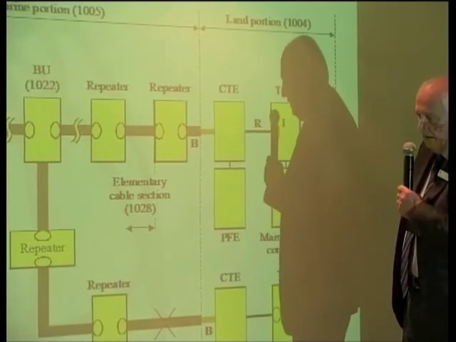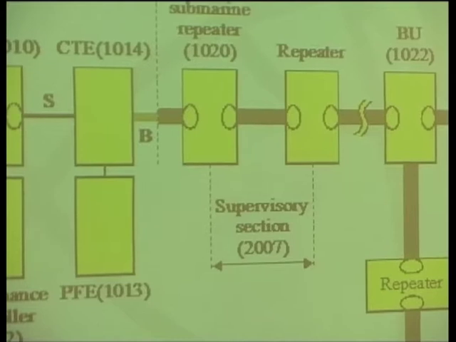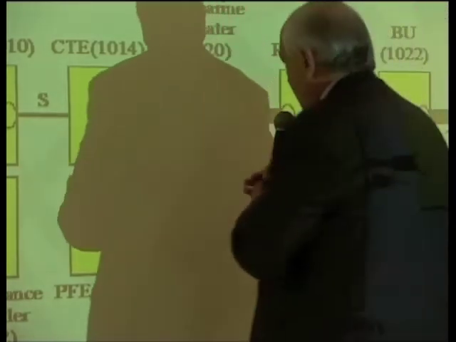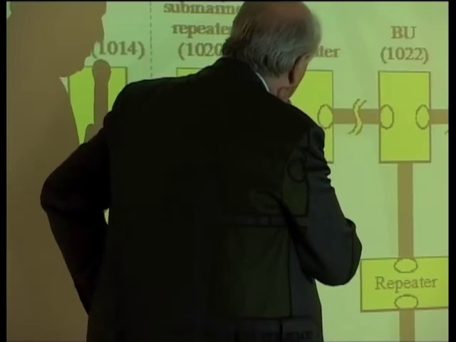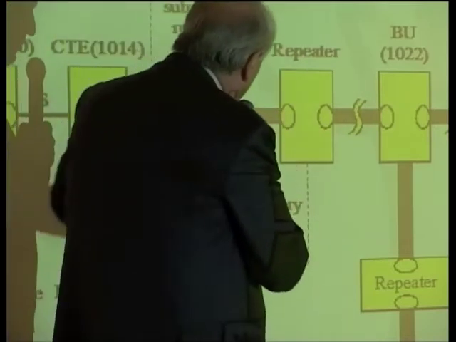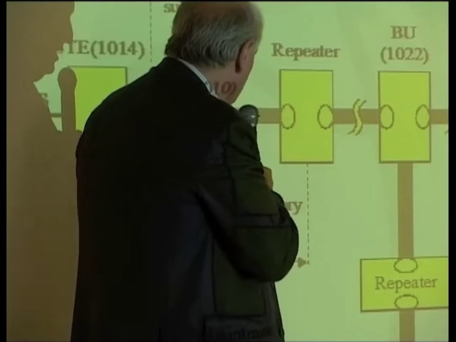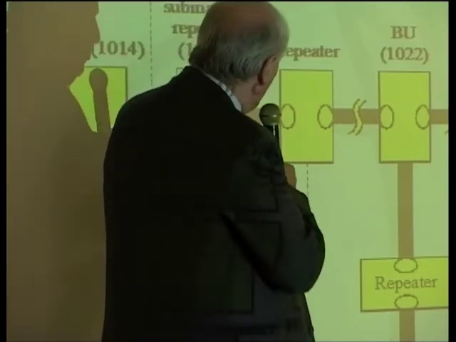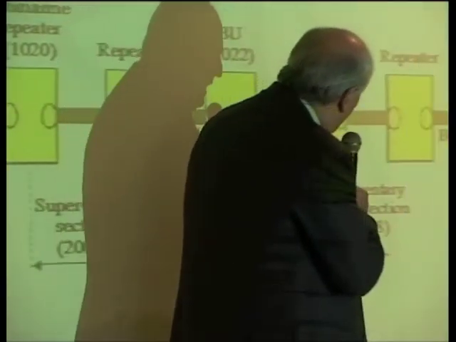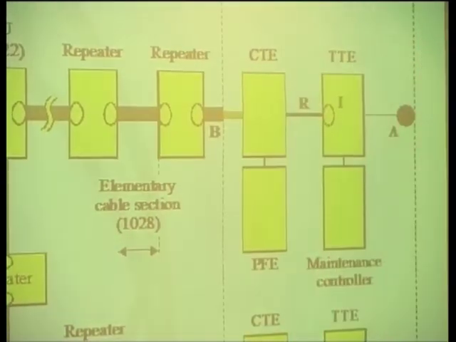So the layout is very, very simple. This is a trunk and branch configuration. Any section between two consecutive repeaters is called the supervisory section. The supervisory system is able to detect what is going on in each supervisory section. The supervisory section includes the fiber and half of the repeater at each end. The elementary cable section includes only the cable. Any question?